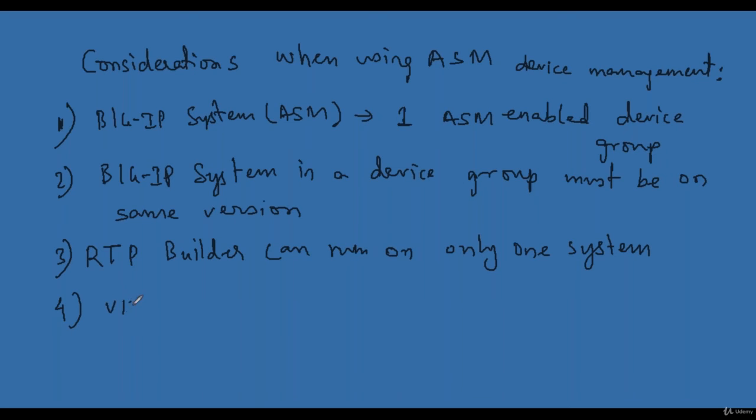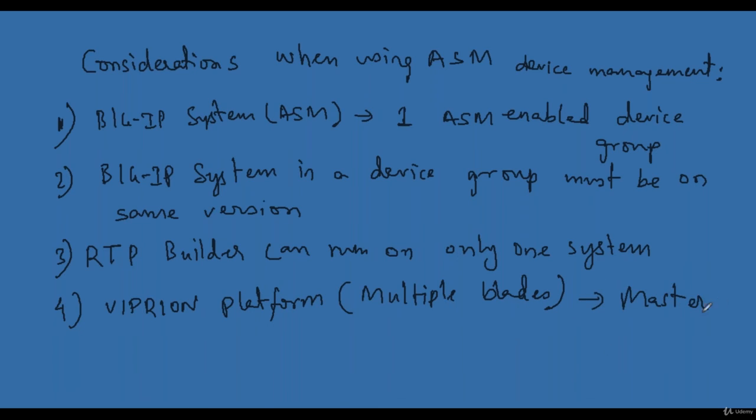Then, if you are using a Viprion platform, which comes with multiple blades, we need to understand that it is considered as one device and you need to add only the master blade to the device trust and group.